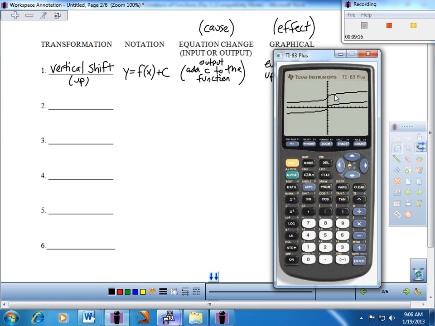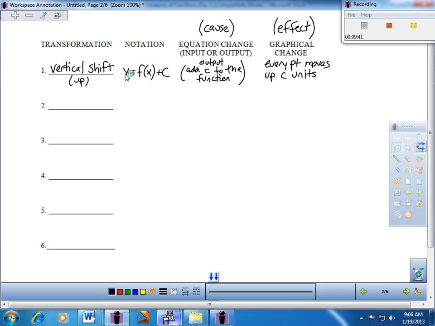It was here, now it's here. Well, it looks like x is the same, but it looks like y is different. So the y values moved up, basically, 4 units. All right, good. So, again, output, think vertical, think y. All the y values changed. All right, good. Let's go get number 2.